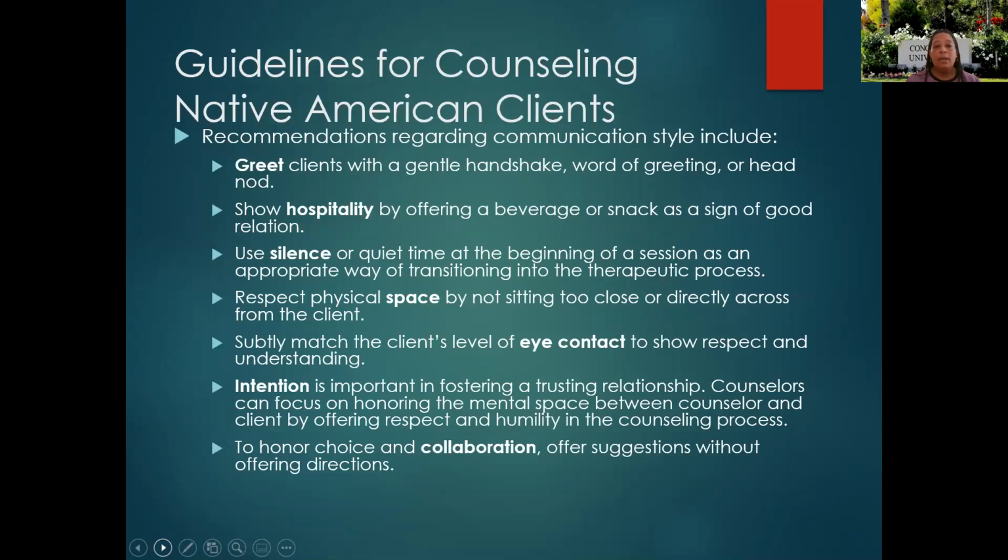Some recommendations regarding communication styles: greet clients with a gentle handshake, words of greeting or head nodding. Show hospitality by offering a beverage or a snack as a sign of good relations. Use silence or quiet time at the beginning of a session as an appropriate way of transitioning into the therapeutic process. Respect physical space by not sitting too close or directly across from the client. Match the client's level of eye contact to show respect and understanding.